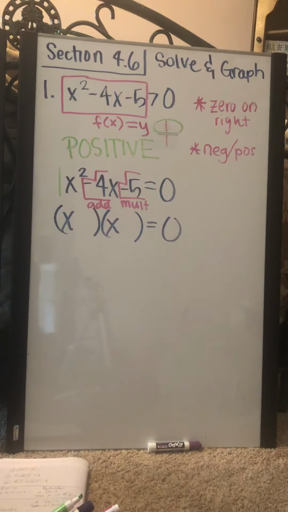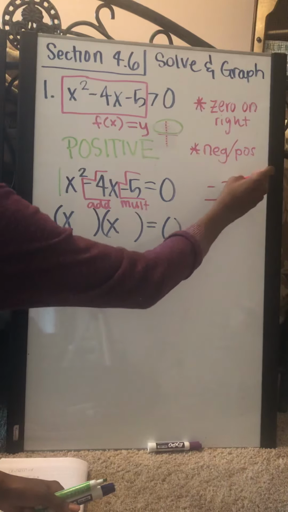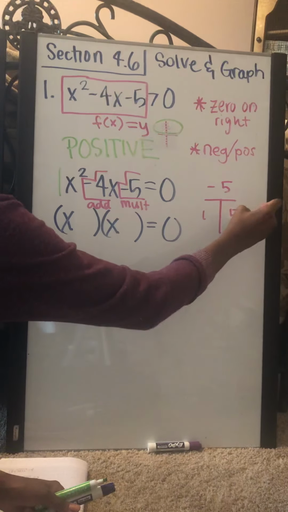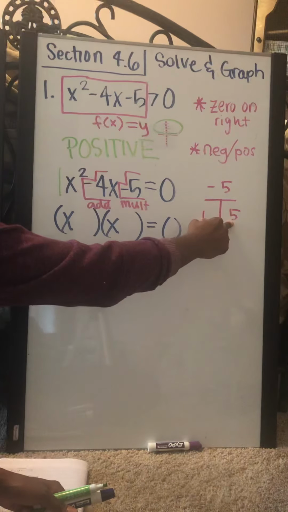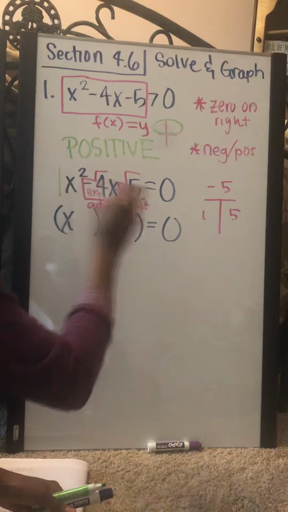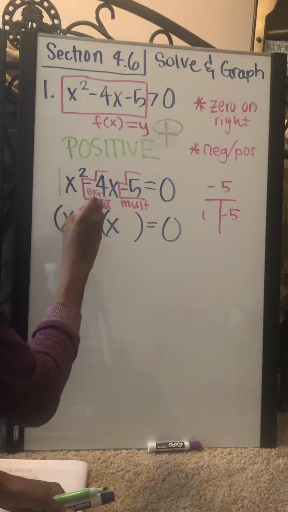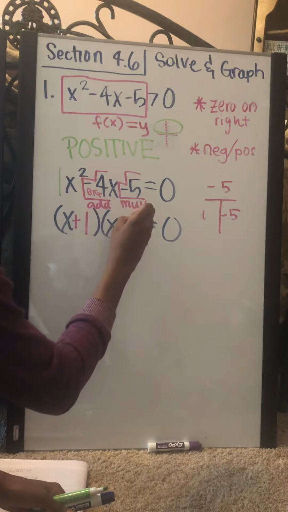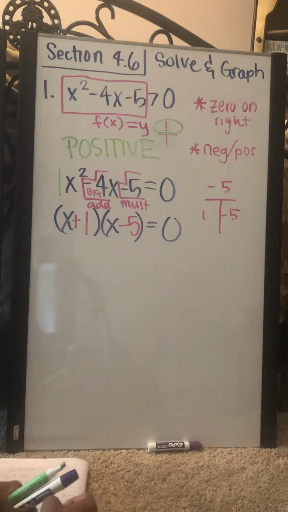If you don't know, you can make a multiplication chart with the multiplication number. So we have -5. So we have 1 and 5, and that would be it. One of them has to be negative because we have to multiply to get a negative, and the sign in the middle is going to be the sign of the bigger one. So the negative has to go with the 5, and those do add to give us -4. So we have x + 1 and x - 5.